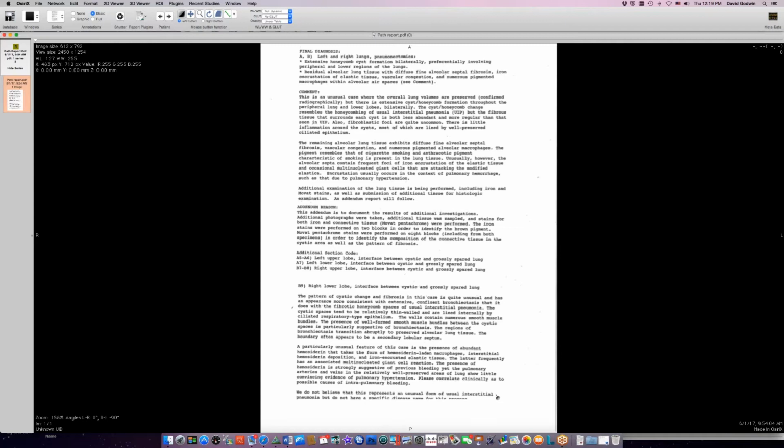So, an unusual form of interstitial pneumonia, but we don't have a specific disease name for this entity. So he proposed calling it Schmidt's disease. I don't know where he came up with the name Schmidt, but Rod Schmidt's a very good pathologist, and he's now emeritus, so he deserves to have an entity.